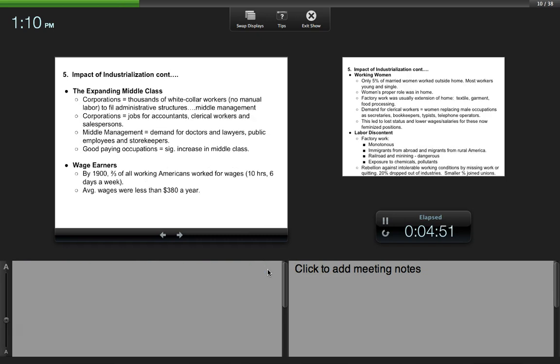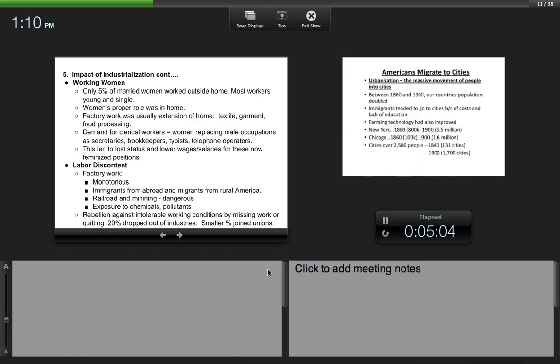All right, we do get an expanding middle class because of this, though, and more Americans are going to work for wages. They're going to work to get paid just like most of us do today. All right, we don't own businesses, and we're working to get paid by somebody else. That becomes very, very common during the Gilded Age.